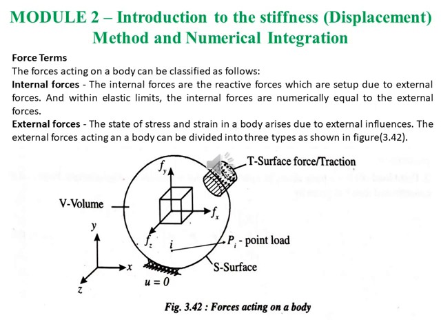Next is external forces. This is the state of stress and strain acting on a body because of external influences, or external loads, or external forces. The external forces acting on a body can be divided into three types: surface force or the traction force, normally also called surface tension in the case of liquids; point loads, or loads acting at a particular point; and the weight of the body, the load due to the weight of the body, or body force.